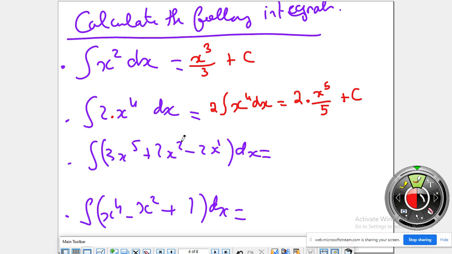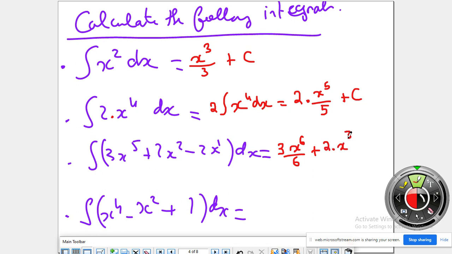Now, if I have each one alone like this, I can do each one alone by itself. 3x5 دغري بتصير 3x6 over 6, 2x 3 over 3 minus 2x 2 over 2 plus c. So 3 doesn't affect. أنا كانوا عندي 3 outside. x5 integral of x5 هي x6 over 6 plus 2 times what is the integral of x squared?